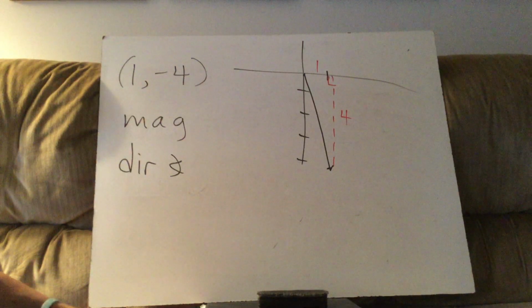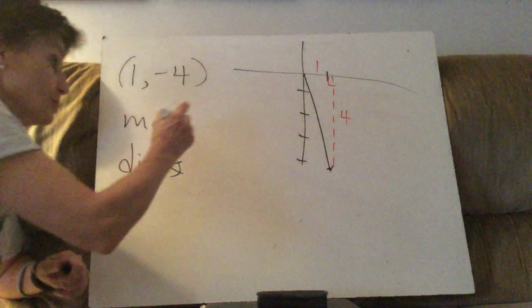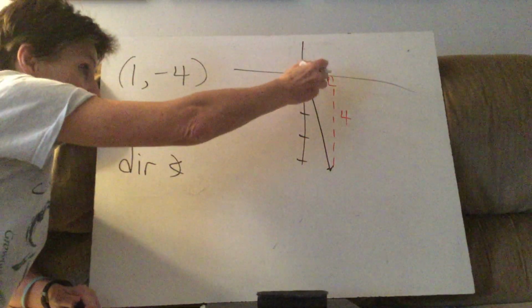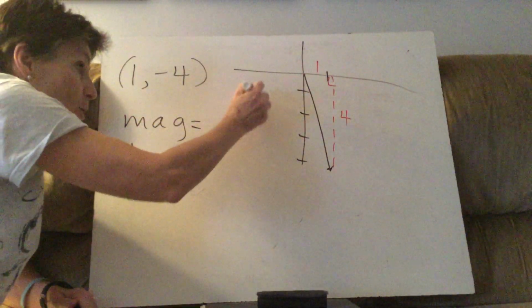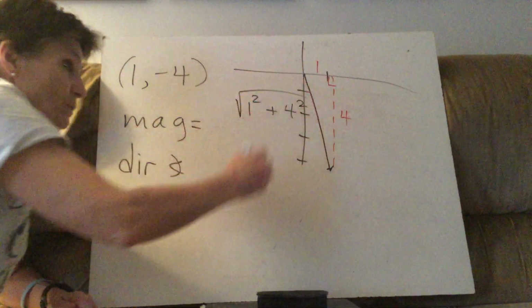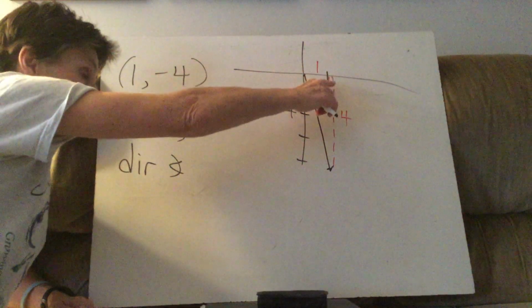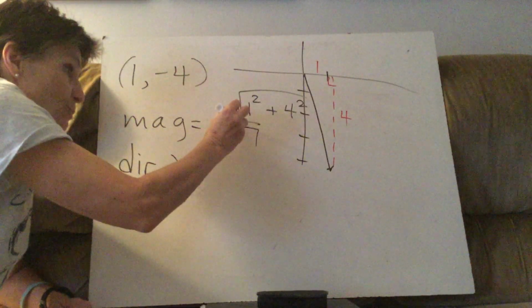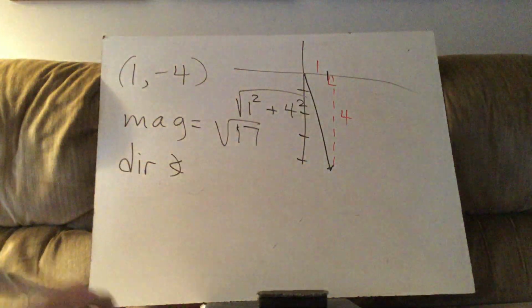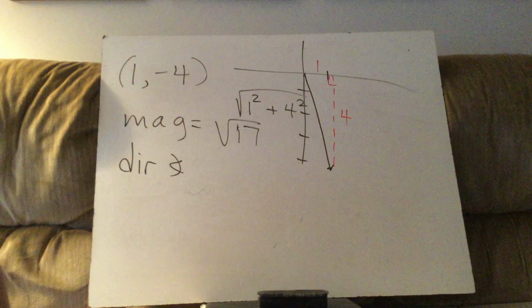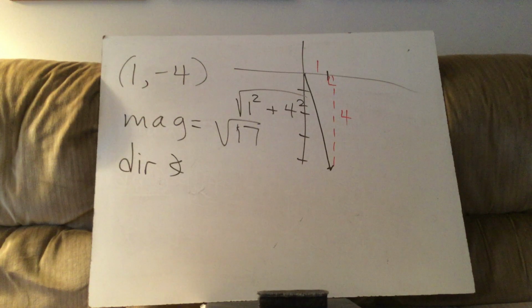So the first thing I have to do is find my length, or my magnitude. That's my hypotenuse. So I'll do that with the Pythagorean Theorem: 1 squared plus 4 squared, the square root of that. My magnitude is root 17. 1 squared is 1, 4 squared is 16. Add them together and take the square root. That's how you do the Pythagorean Theorem.